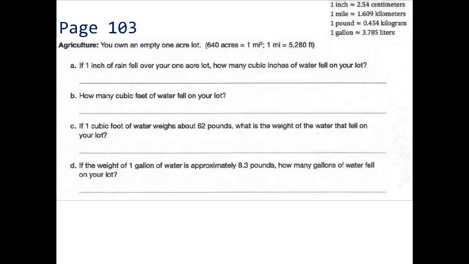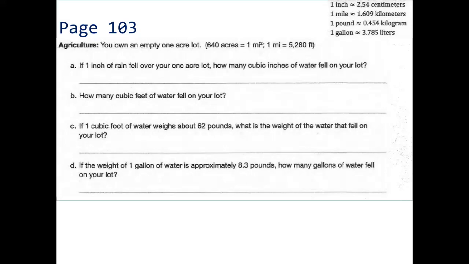We're going to become farmers. Anybody looking at agriculture at all? No? You do a lot of math in agriculture, talking about weed control, seeds, all that kind of stuff. So let's take a look here.